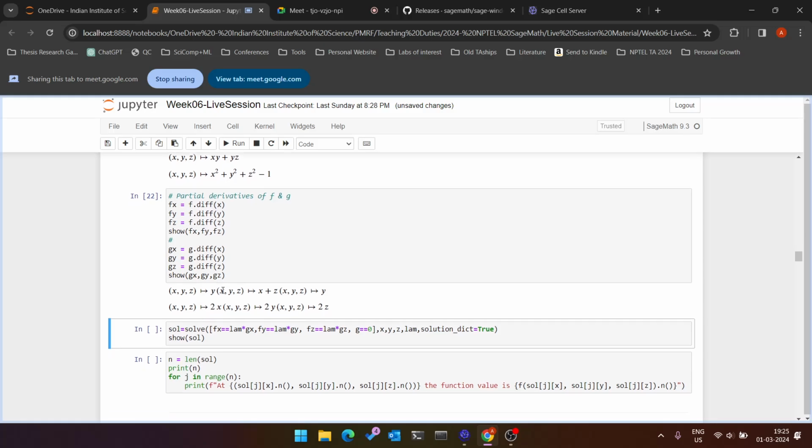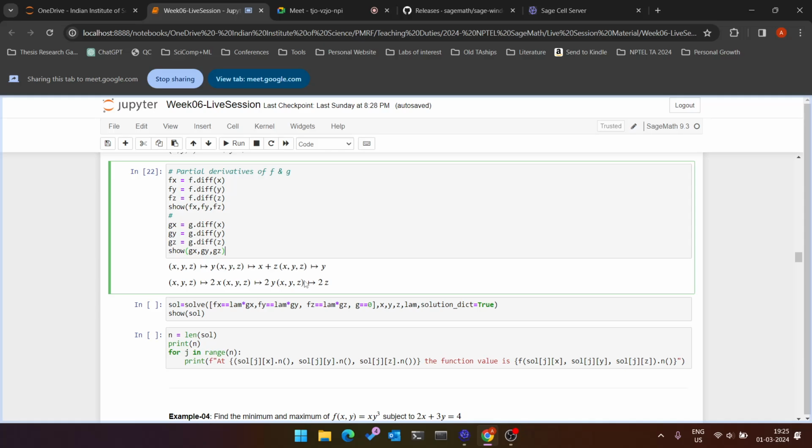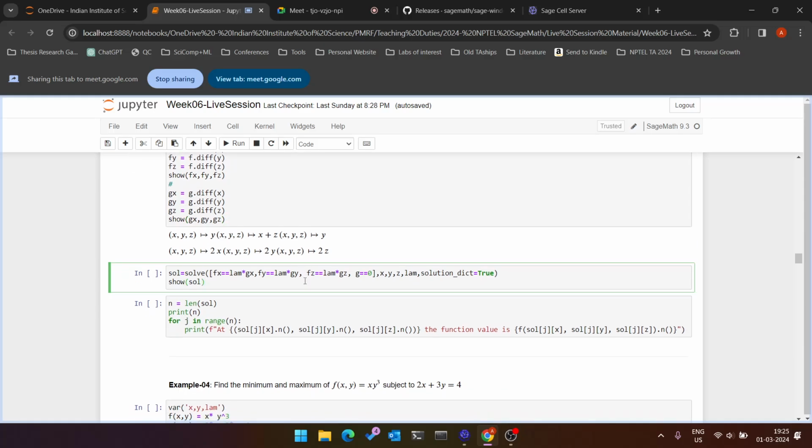So for the first case, dou f by dou x is basically y, dou f by dou y is x plus z, and dou f by dou z is y. Similarly, 2x, 2y, and 2z are dou g by dou x, dou g by dou y, and dou g by dou z respectively. To evaluate the minima and maxima, we can solve the equations.